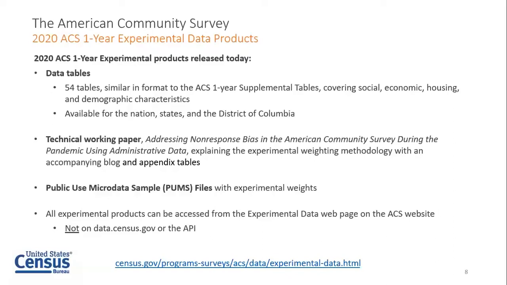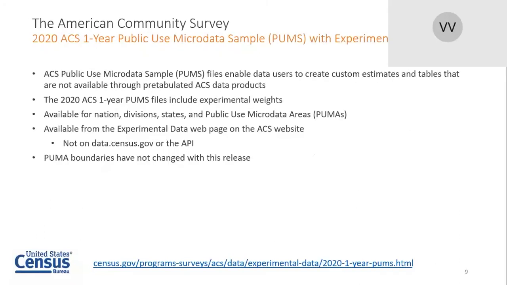The data tables and the PUMS files are not available on data.census.gov or on the Census Bureau's Application Programming Interface, or API. So the ACS public use microdata sample files enable data users to create custom estimates and tables that are not available through pre-tabulated ACS data products, like those available on data.census.gov. The 2020 ACS one-year PUMS file includes experimental weights and includes data on approximately 1% of the U.S. population while protecting the confidentiality of survey respondents.